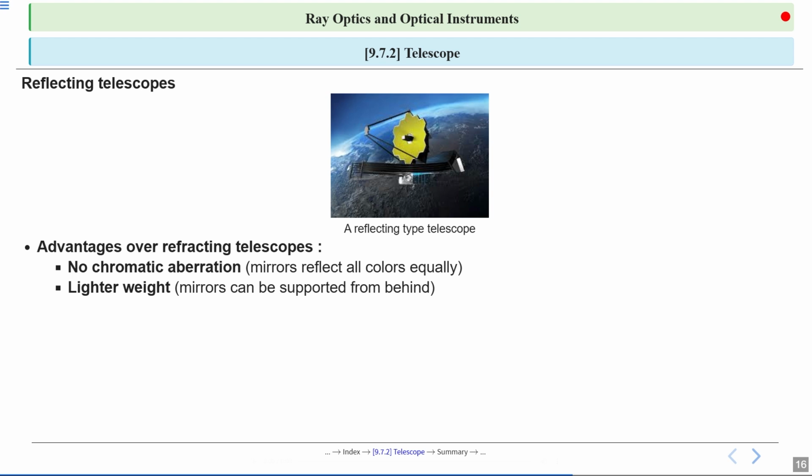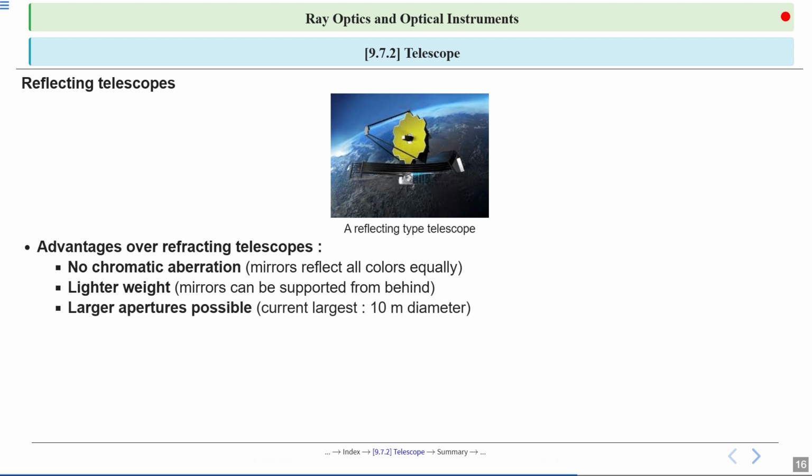Reflecting telescopes can have larger apertures, which means they can collect more light and provide better resolution. The largest current reflecting telescopes have apertures up to 10 meters in diameter, allowing astronomers to see fainter and more distant objects in the universe. The largest refracting telescope has a lens diameter of around 40 inches, that is about 1 meter. But the largest current reflecting telescope has an objective mirror 10 meters in diameter.